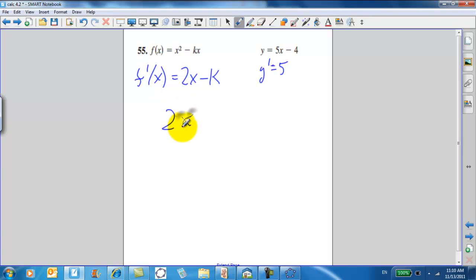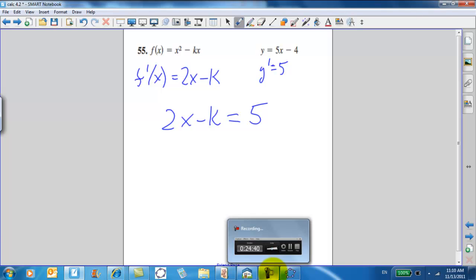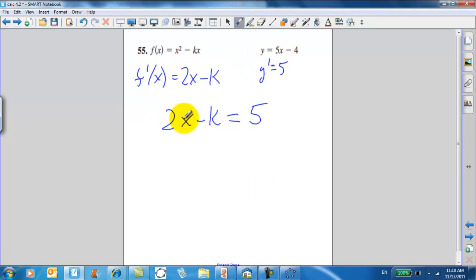So we can just set these two slopes equal. 2x minus k equals 5. And you can see the problem there? Because we're not getting one variable. We only have one equation with two variables in it, k and x. So we have to look at a different approach now, or get another equation somehow. That is, the slopes have to be equal. So this is setting the slopes equal.